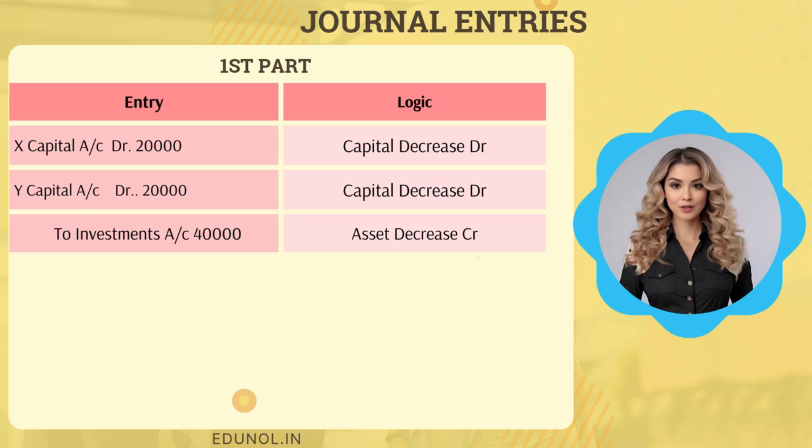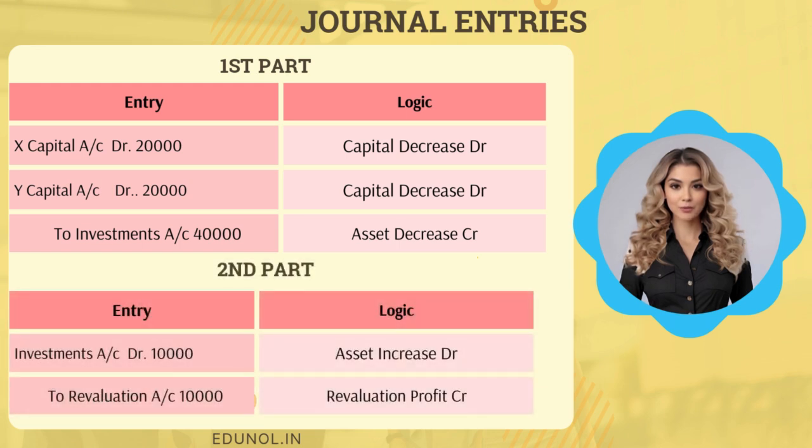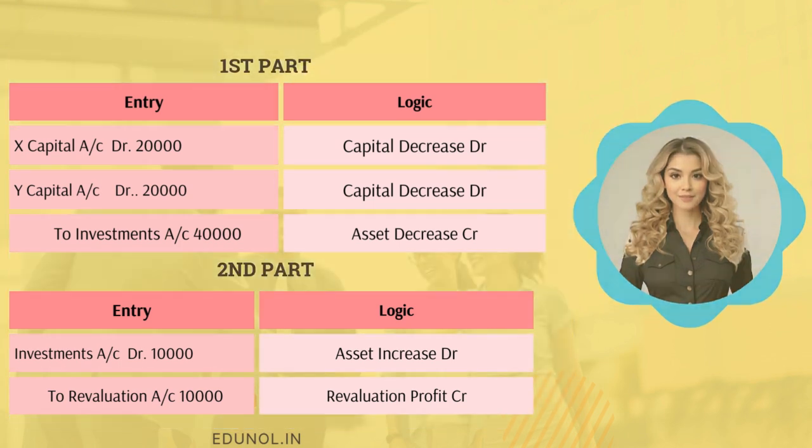Now, let's move on to the journal entry for part 2, which deals with the revaluation of the remaining investments. We'll debit the investments account with 10,000 rupees. This is because the value of the investments has increased, and an increase in assets is debited. We'll credit the revaluation account with 10,000 rupees to show the profit made from the revaluation.